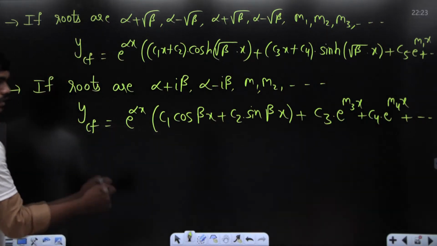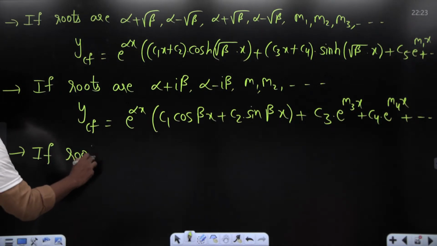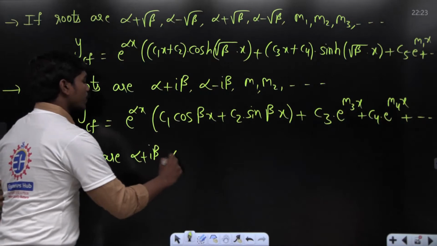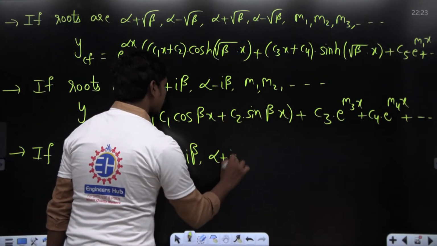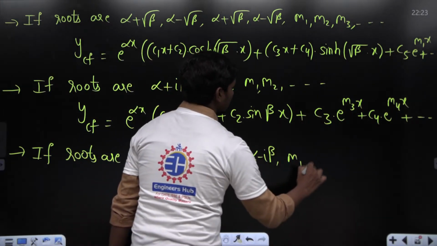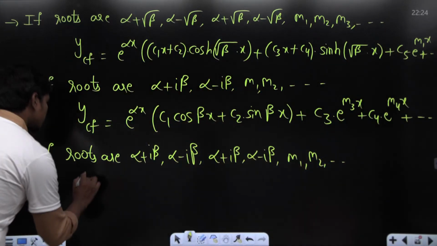Yes. Now let us suppose I have one pair of these roots getting repeated. If the roots are alpha plus i beta, comma, alpha minus i beta, and let us suppose this pair of roots is getting repeated again, alpha plus i beta, comma, alpha minus i beta, and also we have m1, m2 and all, things like this. Of course, different roots.